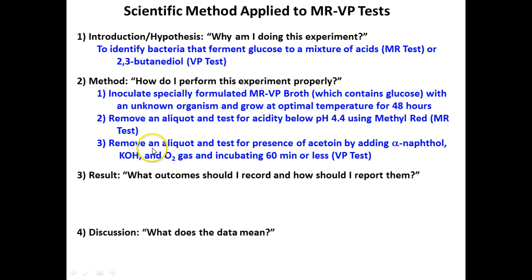The other test we ran was the VP test, the Voges-Proskauer. We used several reagents, alpha-naphthol, right? And then we mixed it and we added potassium hydroxide, and we really mixed it the second time after the second reagent because we were adding in what? We were adding in oxygen, right? Because oxygen is needed because this is a chemical reaction that's happening, right? And what are we reacting with? One of the intermediates in the pathway, acetoin, excuse me. And we let this one go for 60 minutes before we definitely recorded it as a negative.